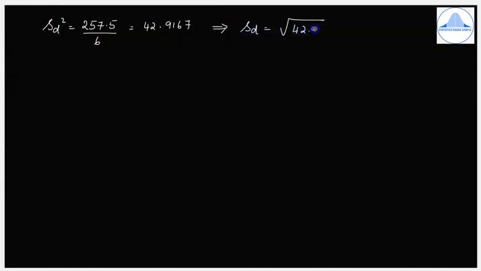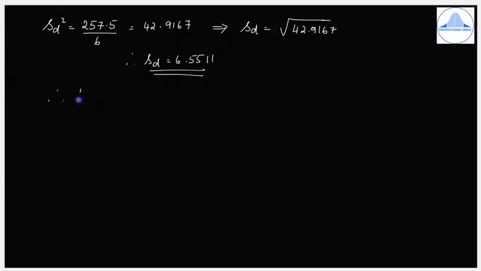Substituting the total in SD square formula, we get SD square is equal to 257.5 divided by 6, which is equal to 42.9167. And again, remember here that we don't require SD square, but we need SD. So SD is equal to root 42.9167. So always take 4 places after the decimal after rounding off. So I get SD as 6.5511.